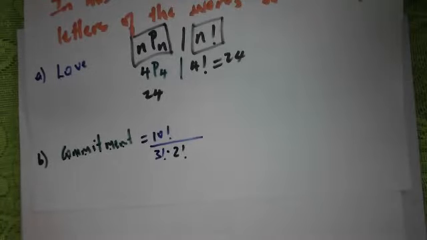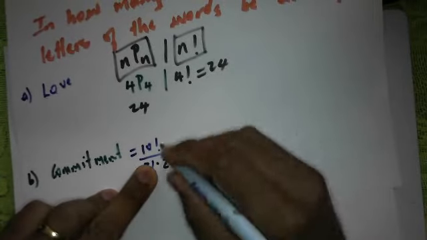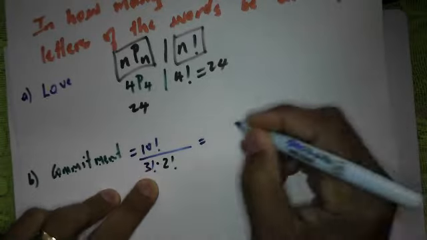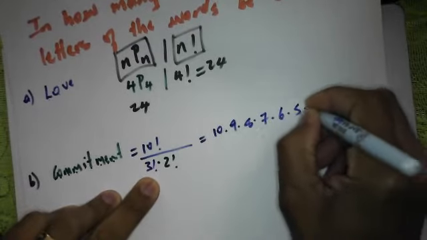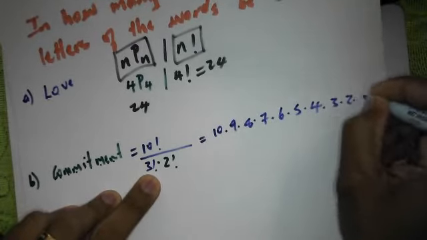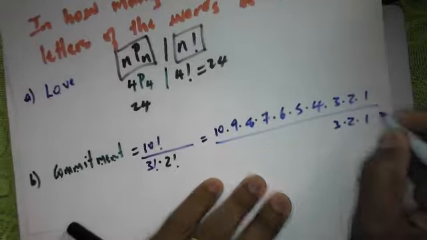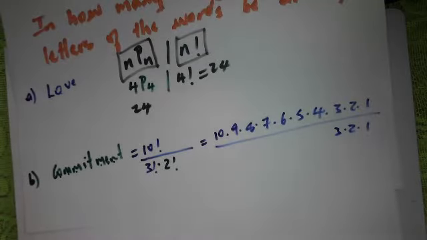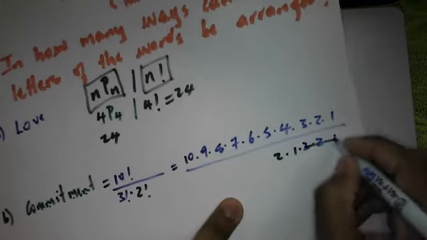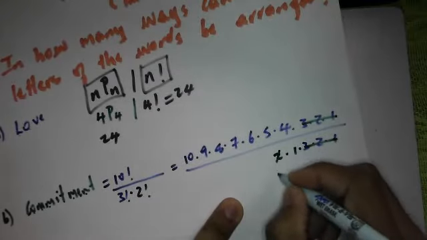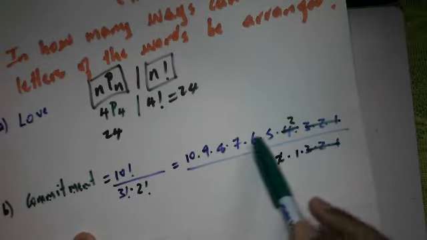Now we could calculate this by hand. We could do 10 factorial, that means we're counting backwards to 1, but we're multiplying. So it would be 10 times 9 times 8 times 7 times 6 times 5 times 4 times 3 times 2 times 1, divided by 3 factorial, that is 3 times 2 times 1, times 2 factorial, that is 2 times 1. So this part could cancel this part, and 2 into 4 goes 2. So what we would have is to find the product of these numbers here.